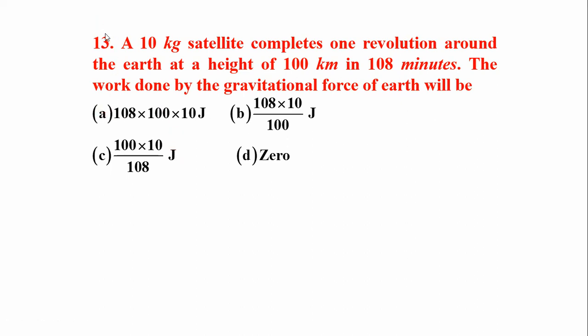Whenever we take that this satellite is orbiting around the Earth, that's why it's by centripetal force. Work done by the centripetal force is 0. That's why D option is correct.